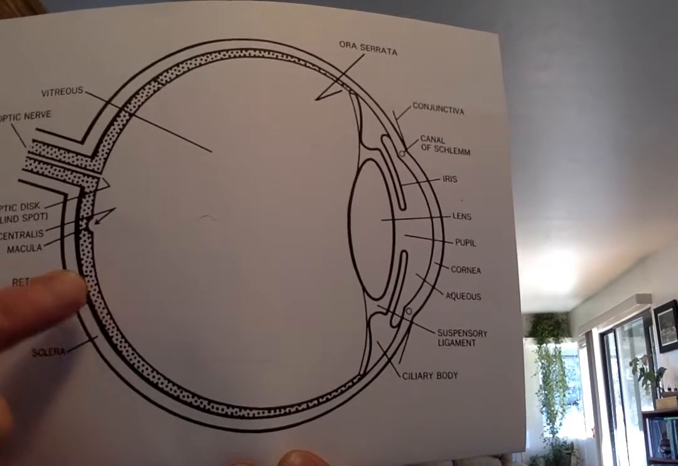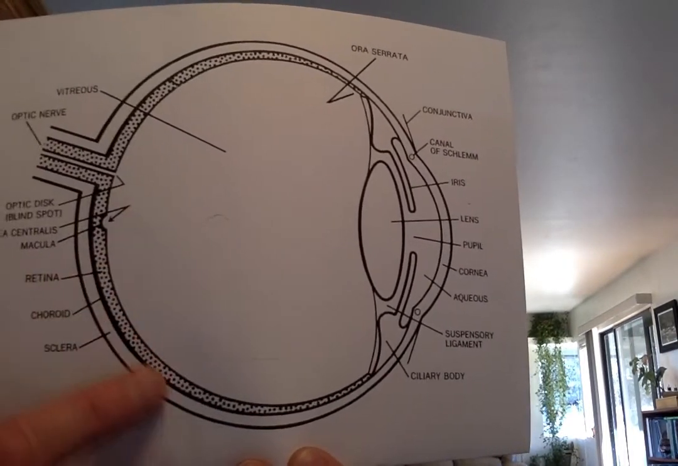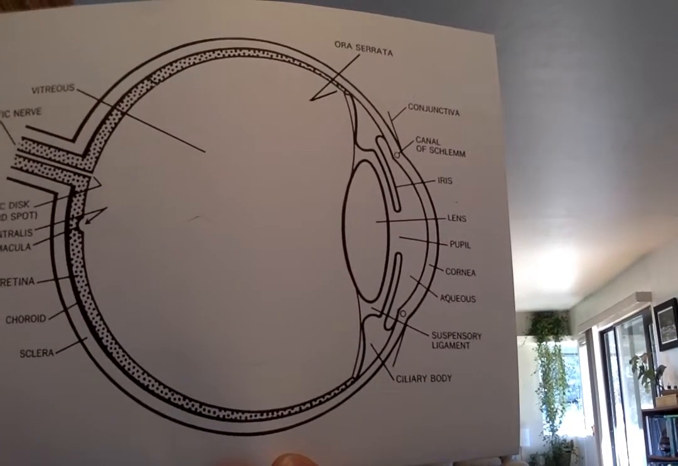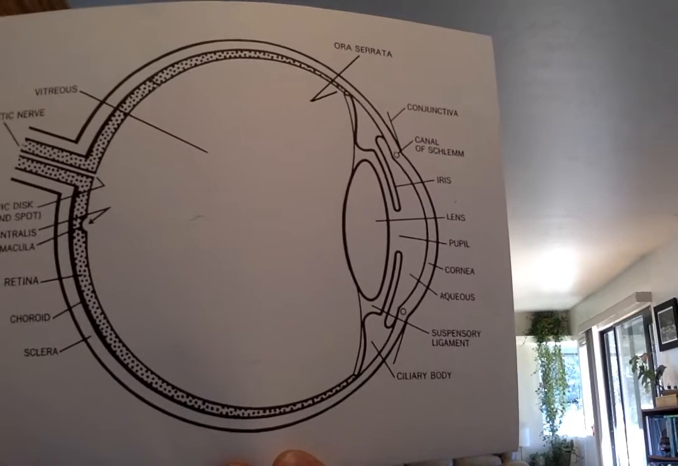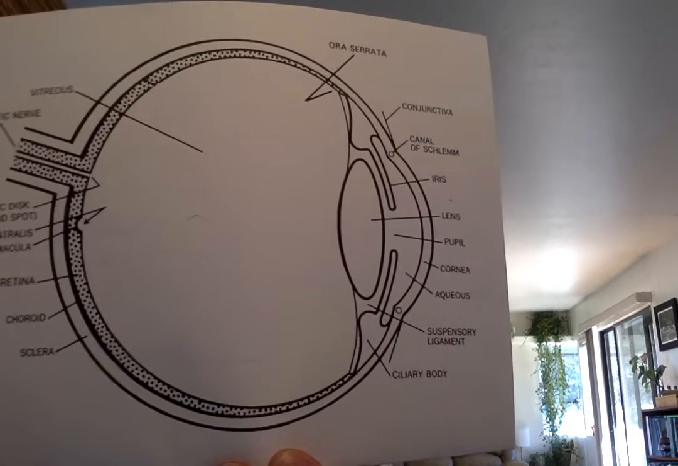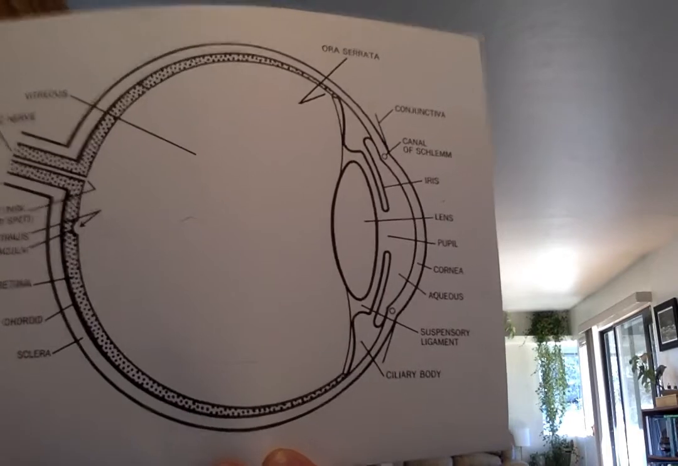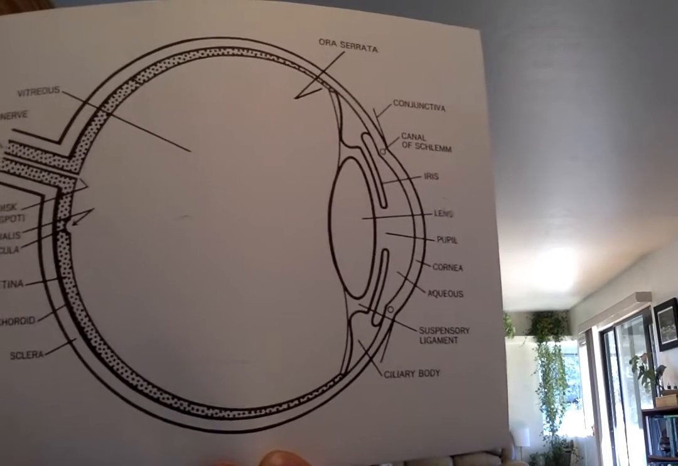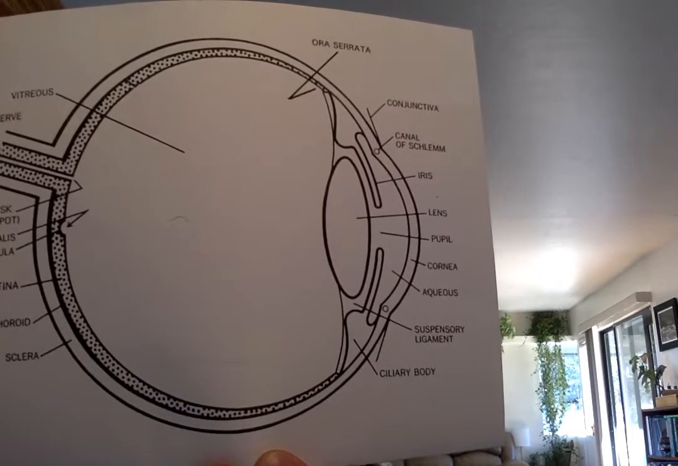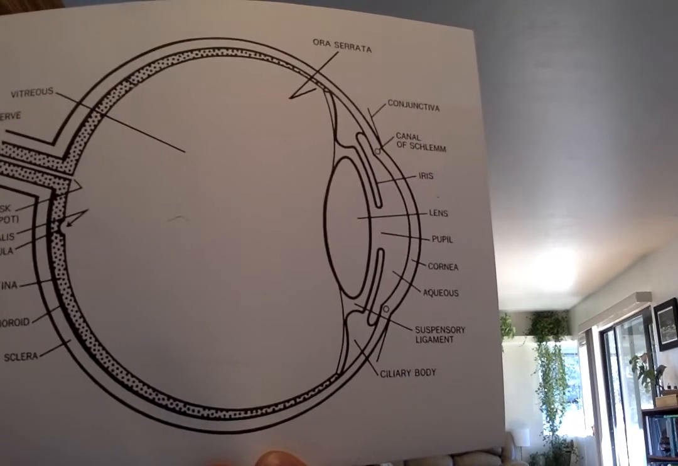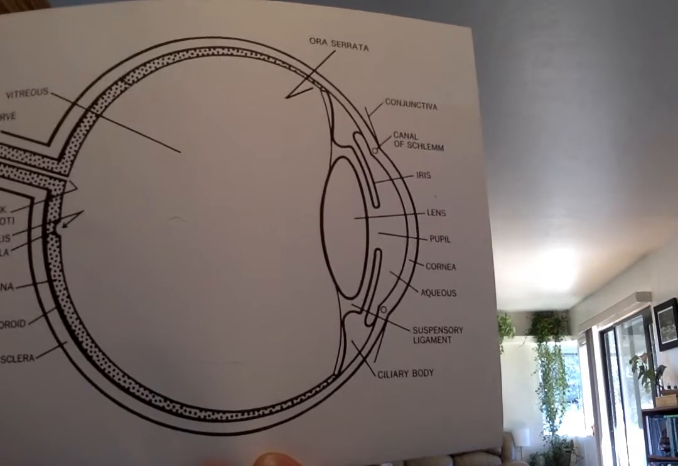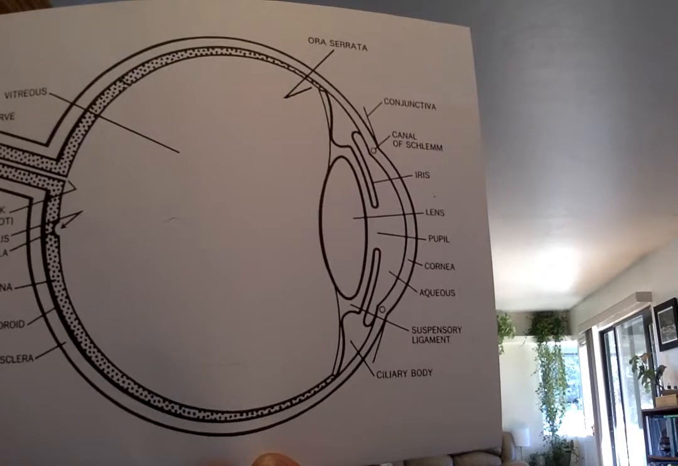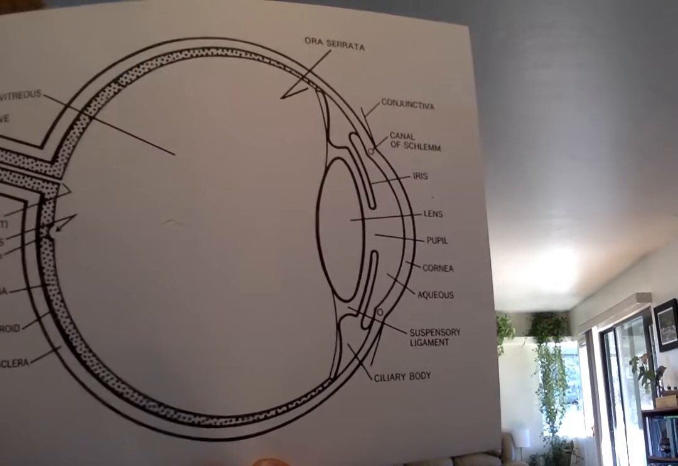And the next inner layer here is the retina. And the retina is a thin, light-sensitive tissue lining the back of the eye that contains the photoreceptor or light-sensing cells known as rods and cones that send visual signals to the brain. Light rays are focused onto the retina through our cornea, pupil, and lens, and the retina converts the light rays into impulses that travel through the optic nerve to our brain, where they are interpreted as images that we see.